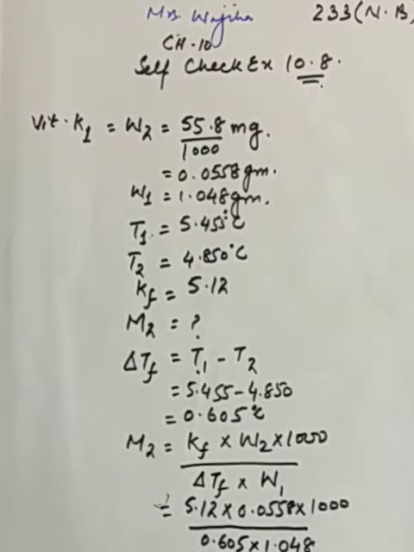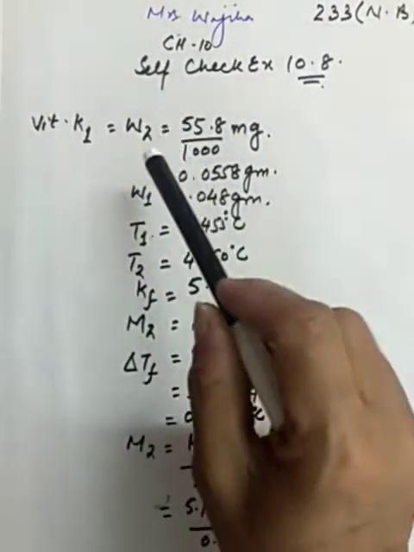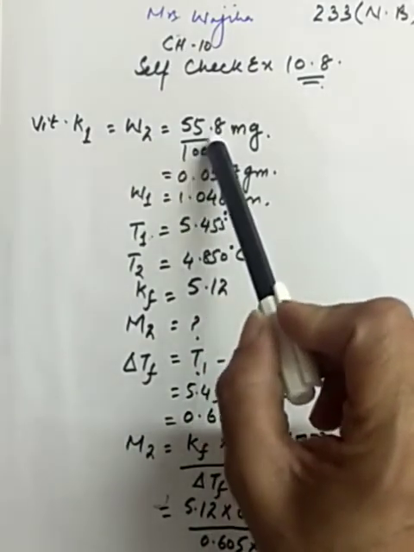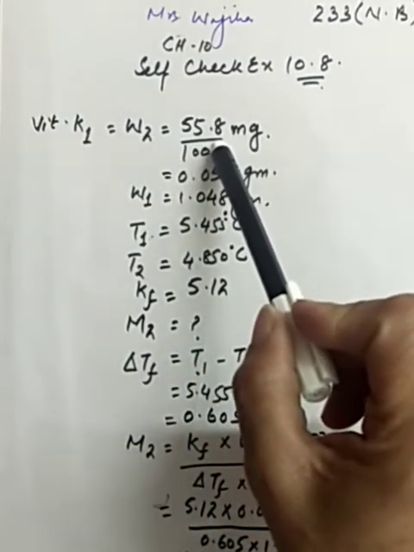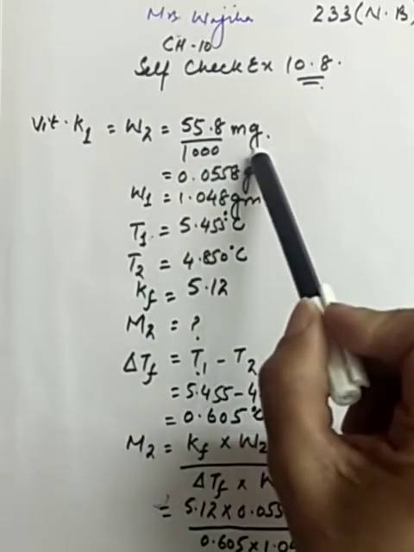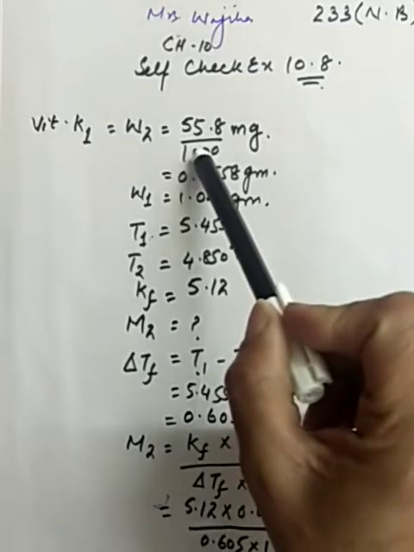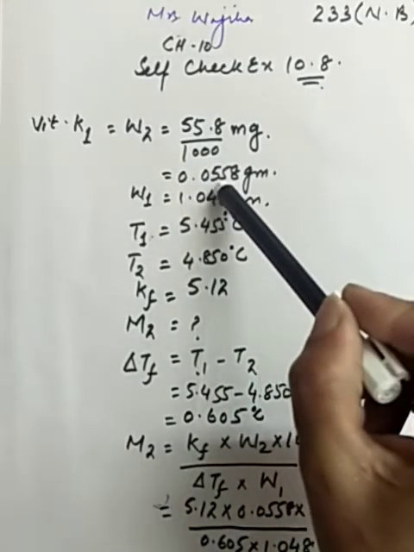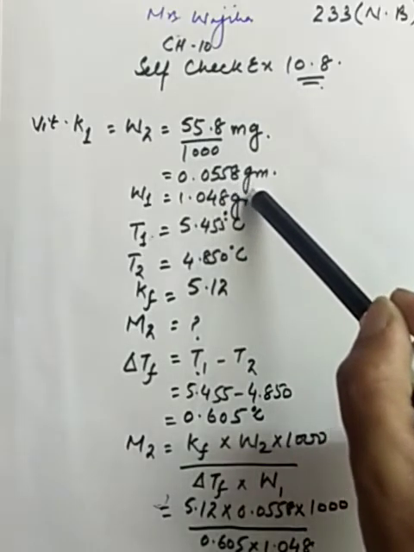First, we write down the data from the statement. The weight of the solute, vitamin K1, is represented by W2 and the amount is 55.8 milligram. We want to convert it into gram, so we divide it by 1000. The answer is equal to 0.00558 gram.